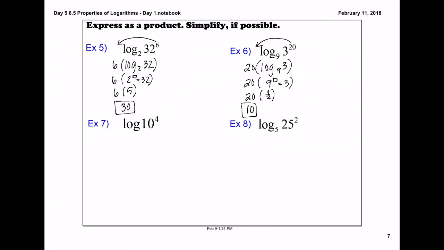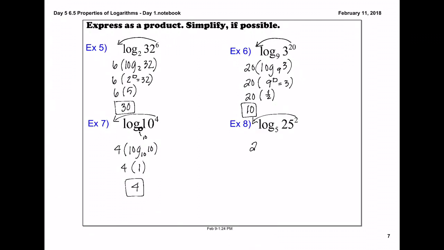Looking at example 7, I noticed I'm missing a base on this logarithm. So I know that that is a common log, so I can put a 10 there. I'm going to bring my 4 down using the power property, so I'm now looking at 4 times the log with a base 10 of 10. I know that equals 1, times 4 is 4.